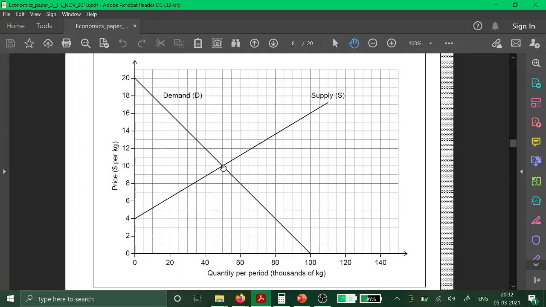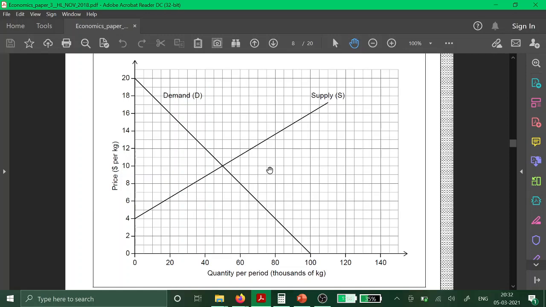Okay, one more thing. You have to be careful about the units. So here it is thousands of kg. So you should multiply it. Otherwise, you will just leave it like that. Make it a habit. So that's consumer surplus.